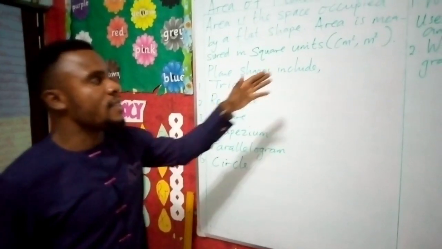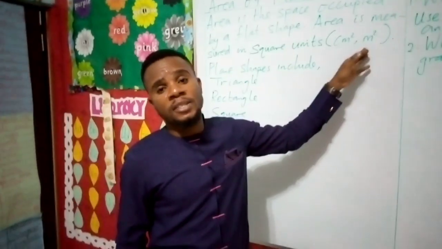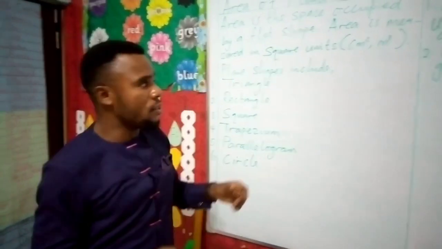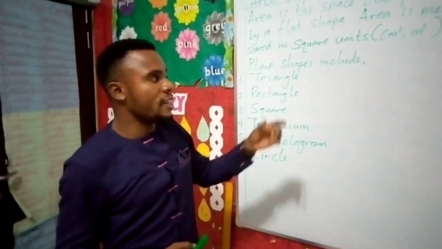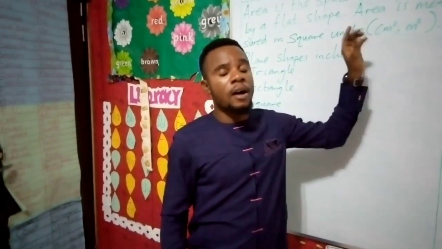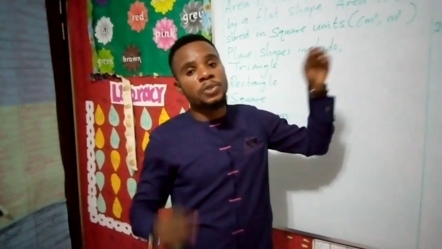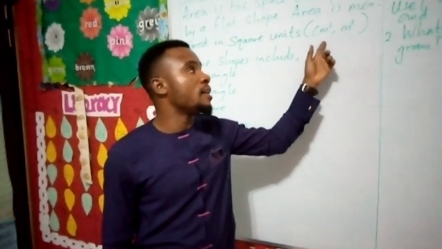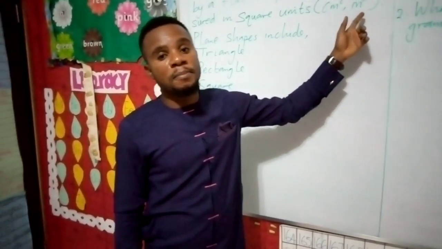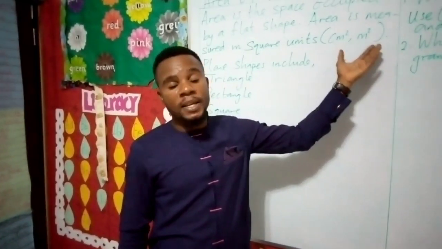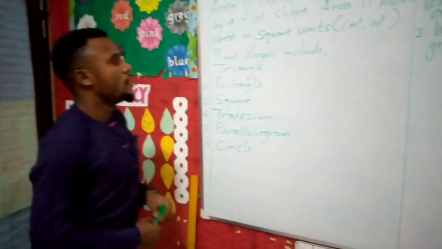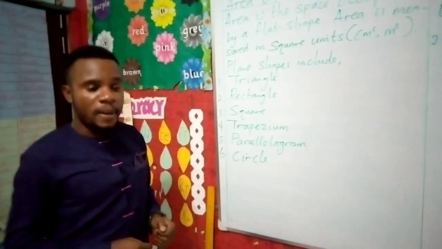Square units can be centimeter square, meter square, millimeter square, or other forms of units, but it must have what on top? A square, meaning that there are two units: centimeter times centimeter, meter times meter, which is meter square, centimeter square. And we listed some of the plane shapes we have.